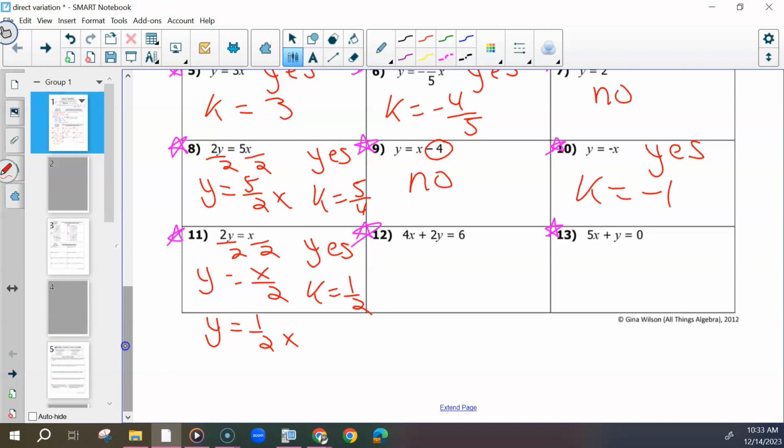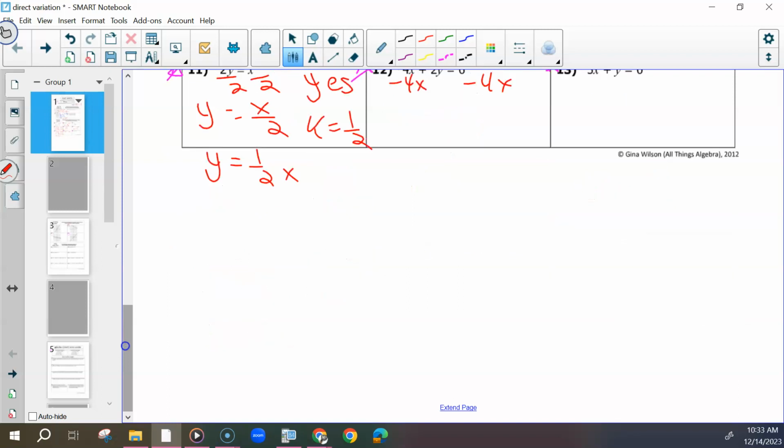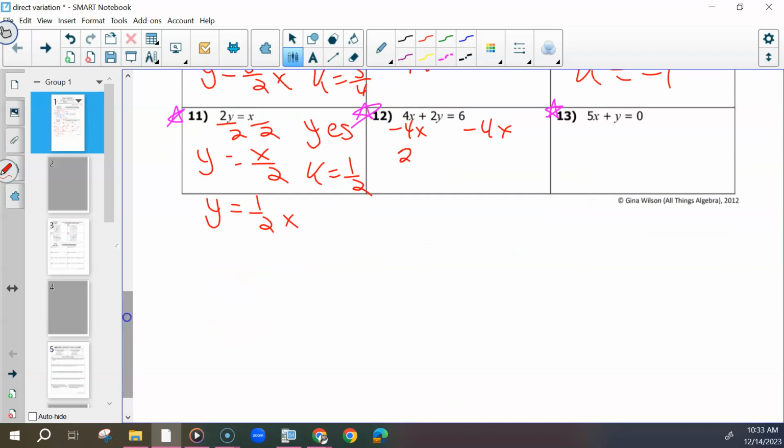Right. Most of your equations that look like this will not be, because it's going to have some b values, some y-intercept, but let's solve it just to make sure. Subtract 4x from both sides. And then divide everything by 2. Y equals -2x plus 3. Is this direct? Because of that same reason, it has that y-intercept that is not 0.